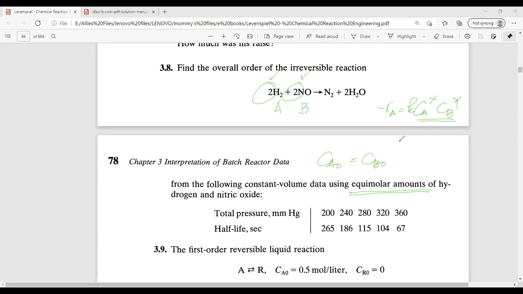Now, you may ask, Miss, what about this? It's giving us total pressure. There was no special mention in the book by Levenspiel on what particular formula you will use about total pressure. So I'm giving you a formula that you can use if you're given total pressure of the system. So that formula will be this.